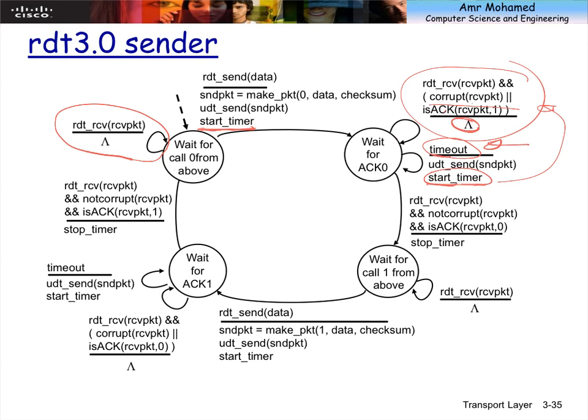But here, in this current implementation, the designer chose that I will not do anything, which means that the retransmission is handled by the timeout. Because either during the timeout, I will receive a positive acknowledgement that will match the sequence number. In this case, I will stop the timer. Of course, when I receive a positive acknowledgement, I will stop the timer and I switch to the next state.